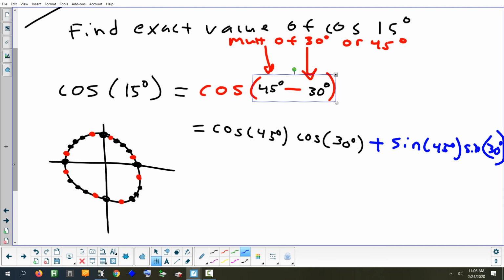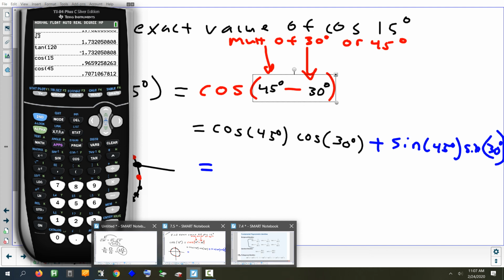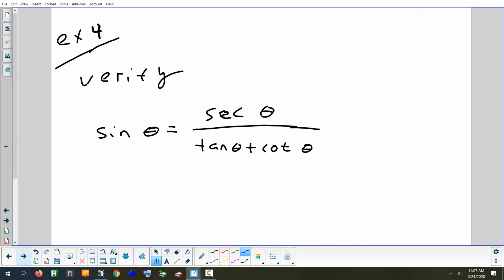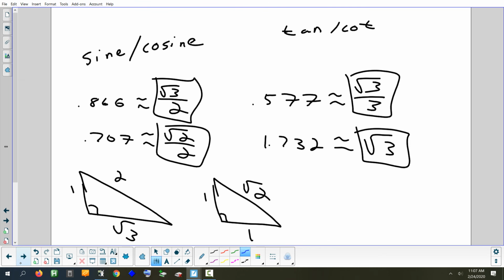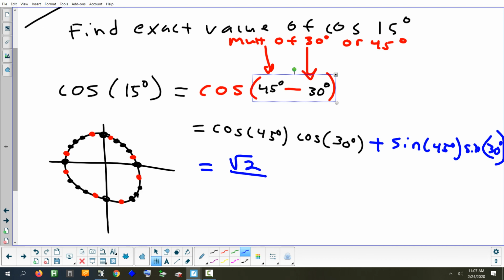Now we have 4 calculations we have to do there. Each one of those we have to write as an exact answer. But we're going to get numbers that we should recognize here. Let's start with cosine 45. That's not just a random decimal, that's a special one. 0.707. What is 0.707 as an exact fraction? Yep. If we go back to the chart that I gave you guys, 0.707 is square root of 2 over 2. So we got that one.